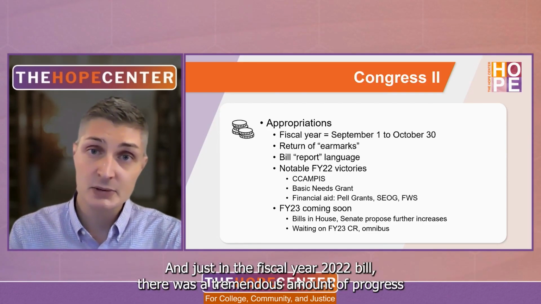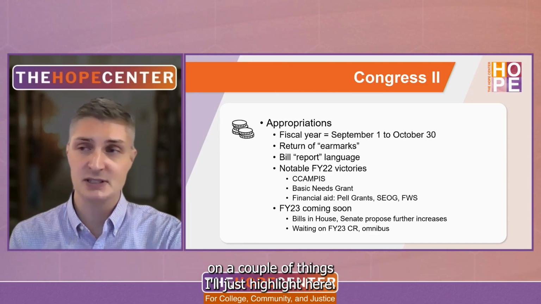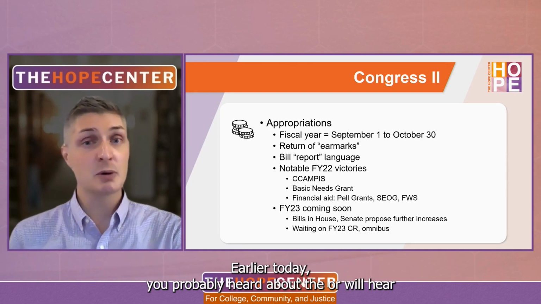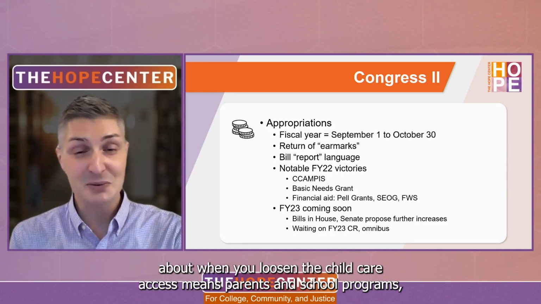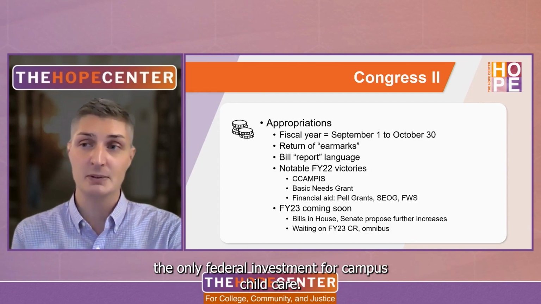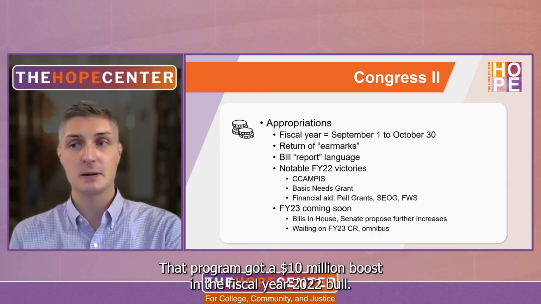And just in the fiscal year 2022 bill, there was a tremendous amount of progress, and a couple of things I'll just highlight here. In our Parenting Students panel earlier today, you probably heard about or will hear about when you listen, the Child Care Access Means Parents in School program, the only federal investment for campus childcare. That program got a $10 million boost in the fiscal year 2022 bill.